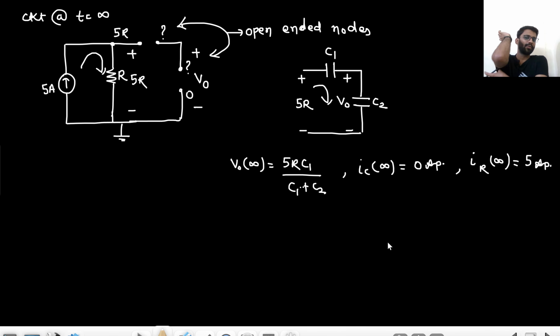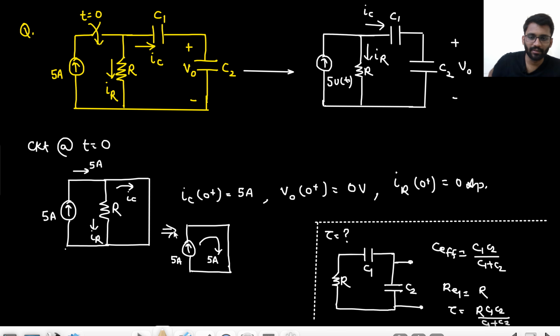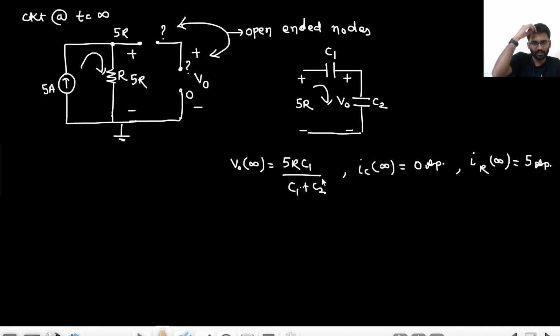You know the time constant, you know the values, you can make the graph, you can write down the equation. I will just make the graph. You can write down the equation of IC, because IC is starting from 5 ampere and going down to 0. What about V naught? It is going from 0 up to this value, 5R C1 upon C1 plus C2.